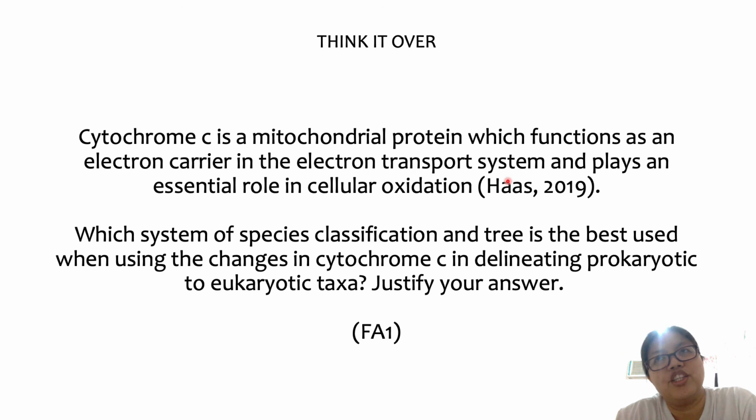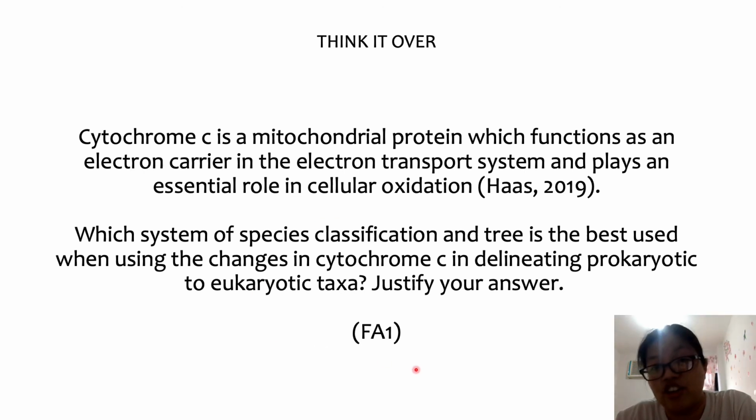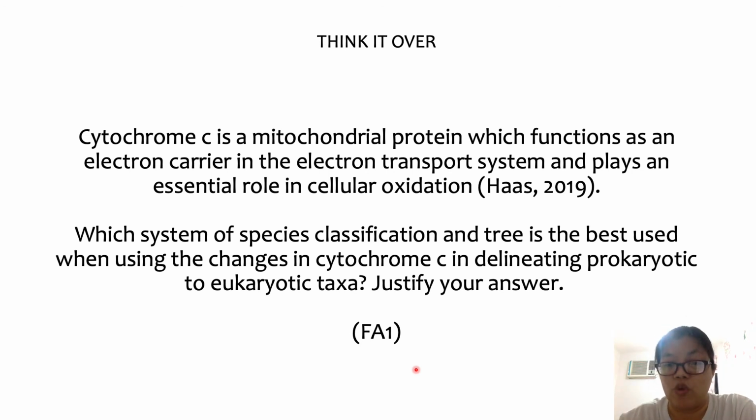This question is in your formative assessment 1. So it says cytochrome C is a mitochondrial protein which functions as an electron carrier in the electron transport system and plays an essential role in cellular oxidation. Which system of species classification is best used when using the changes in cytochrome C in delineating prokaryotic and eukaryotic taxa? So based from what we discussed from the 4 inanimate objects, you can derive the answer here, and you can justify your answer in our formative assessment 1. Okay.